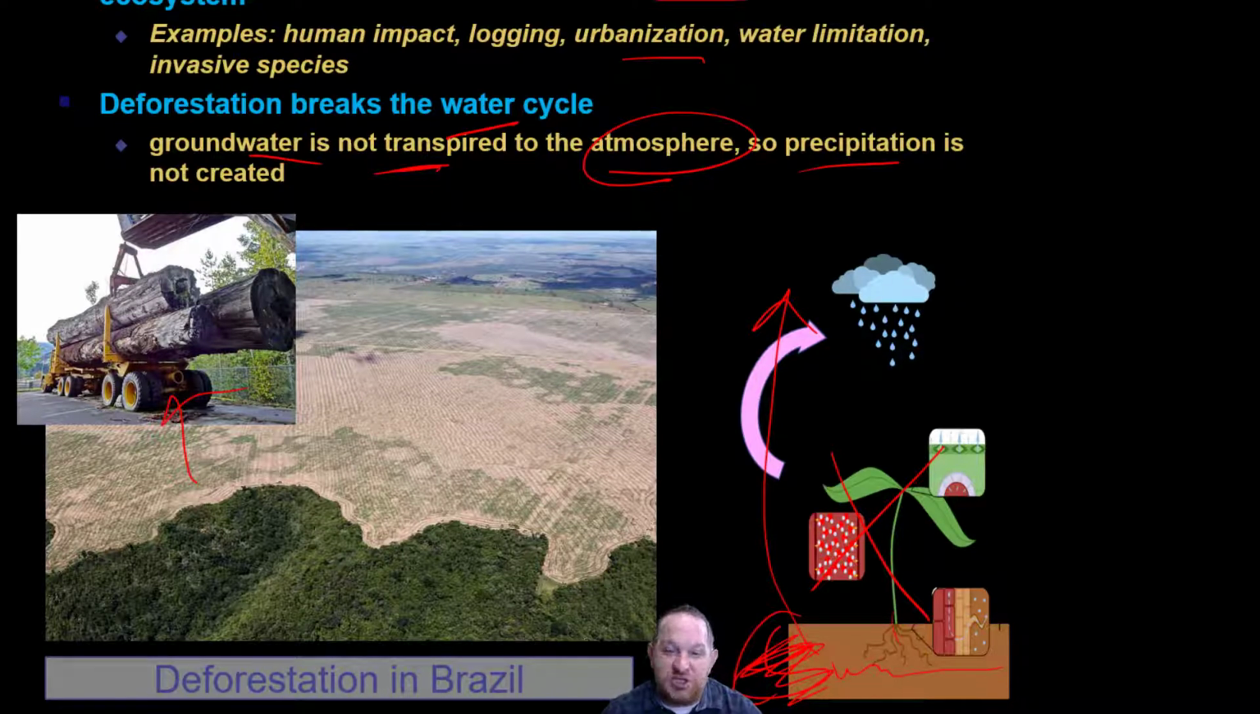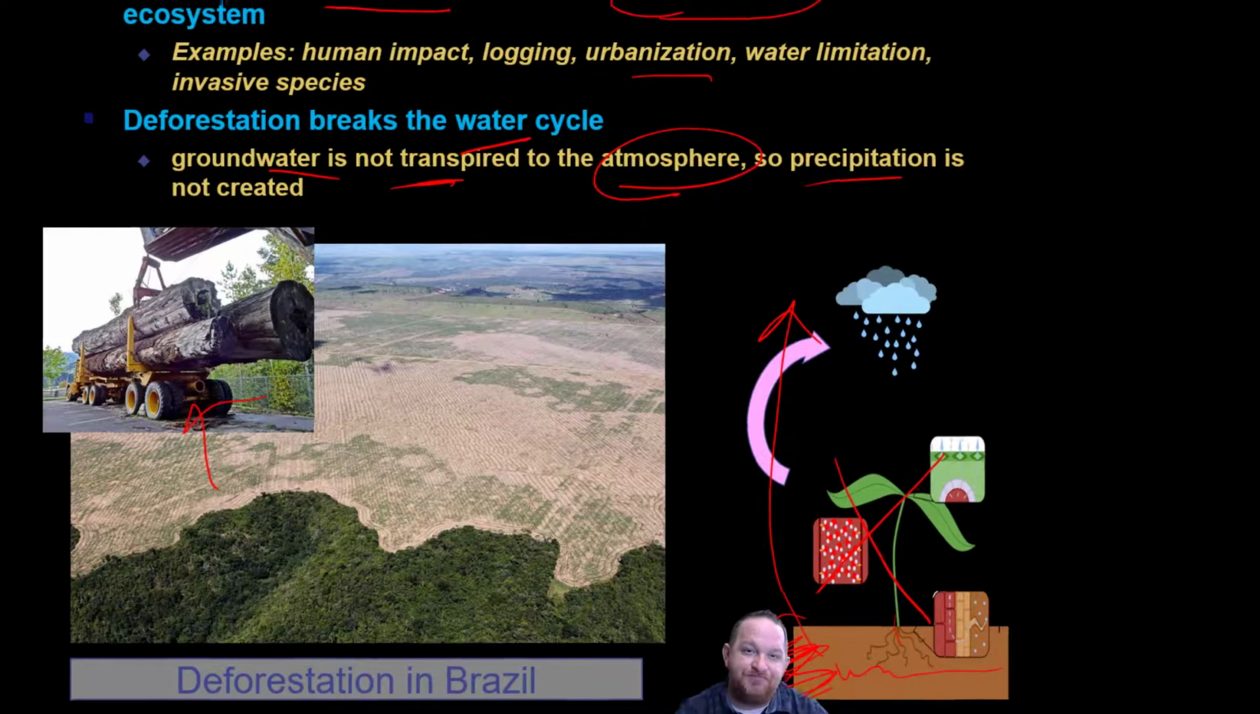So deforestation is a severe problem on several different fronts. Yes, we're cutting down forests, and that's not great for the oxygen that those trees produce, but also we're limiting the amount of water that can be pulled out of the ground.